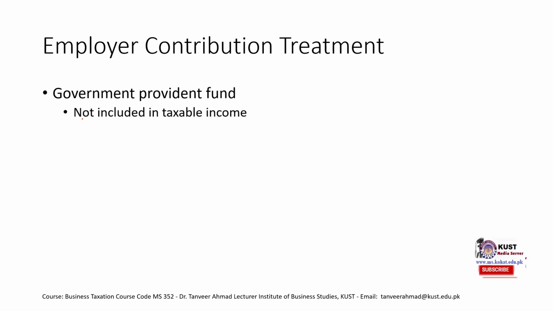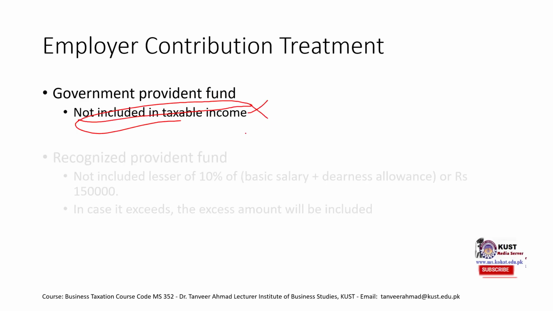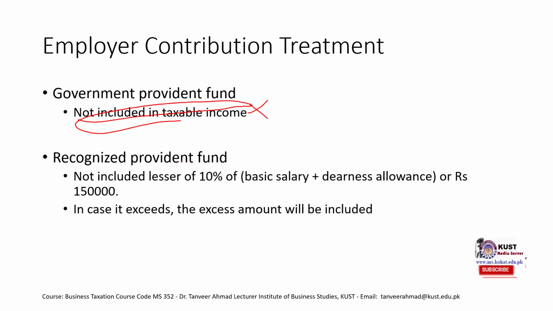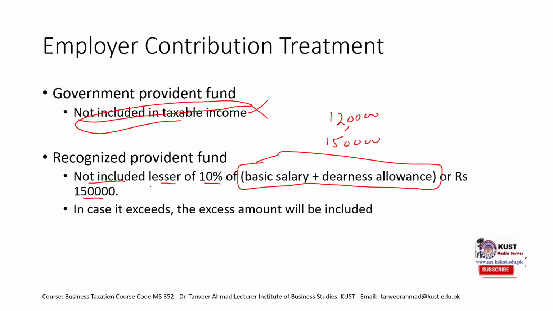Then there is employer contribution. So in case of governmental funds, employer contribution is not taxable, right? So we do not need to pay tax on employer contribution. In case of recognized provident fund, there is a formula that we need to use. It would not be taxable if it is lesser of 10% or 1,50,000. So lesser of 10% of basic salary plus dearness allowance, which we need to calculate. Let's say that 10% of basic salary and dearness allowance is 1,20,000 rupees, and then we have this 1,50,000 rupees. So lesser of this amount is not taxable, right? So in this case, in this recognized provident fund, the employer's contribution is not taxable.